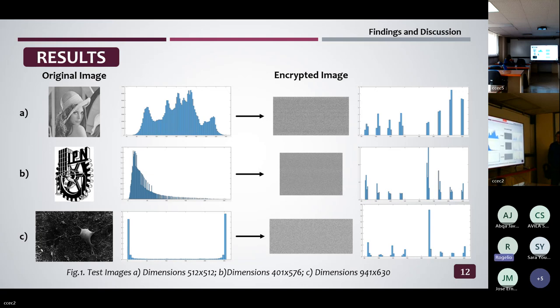Any other question? We still have time. Well, talking about the images, I'm curious about the way the encrypted histograms are organized. It's like there are small groups of pixels of the image, instead of what I was expecting from a cryptography algorithm, which was something kind of uniform. Why do you think the distribution is like that?